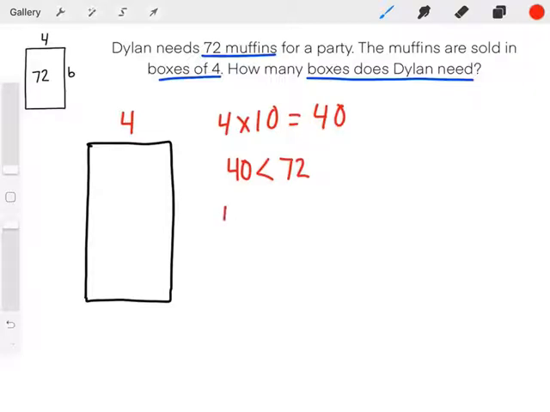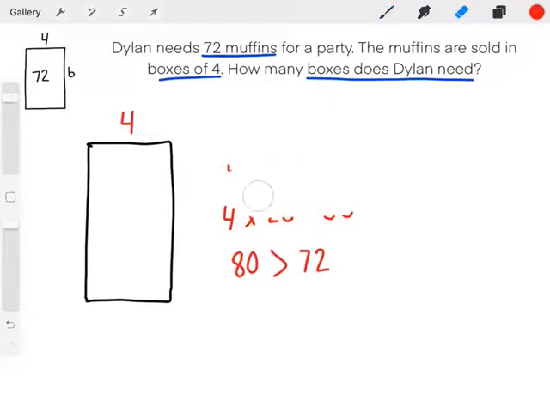What if we did 4 times 20, which is 80? Could we use 4 times 20? No, right? Because we know that 80 is bigger than 72, and he only needs 72 muffins. He's not going to buy any more than 72. So let's start with 10. 4 times 10.